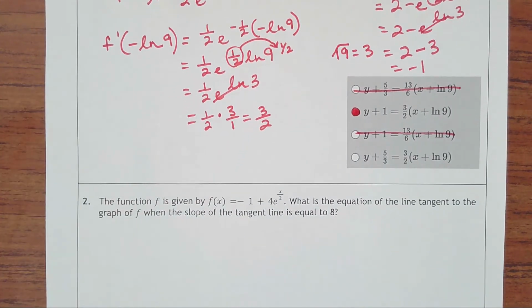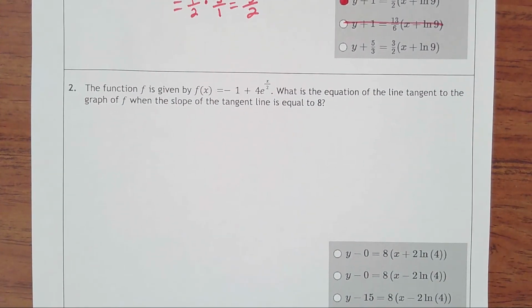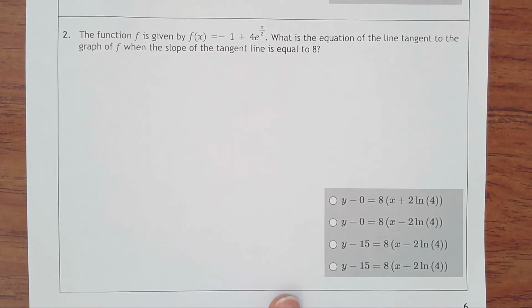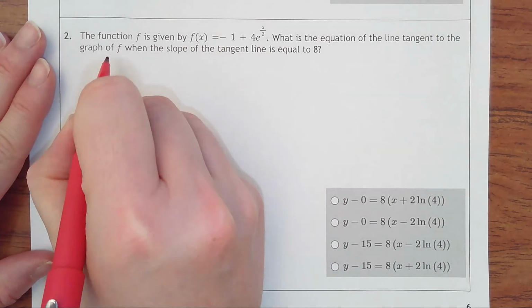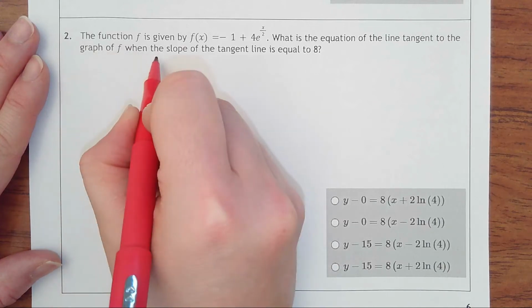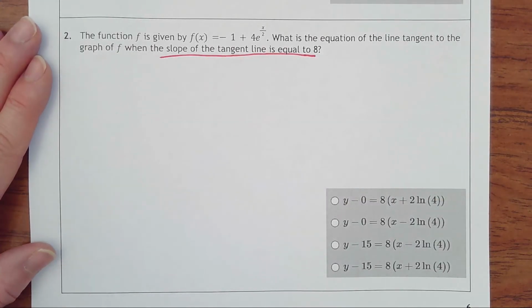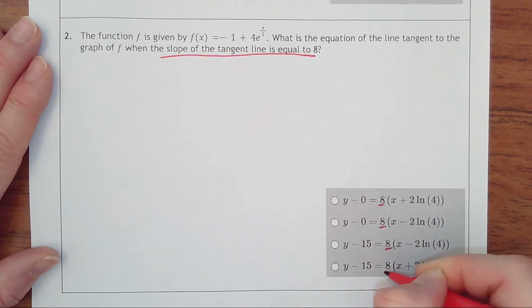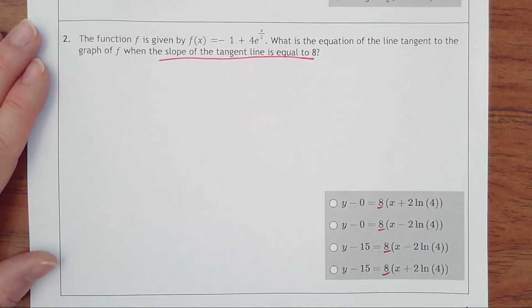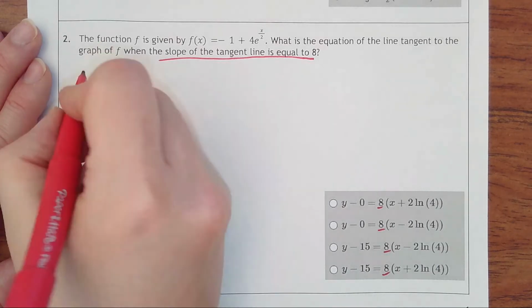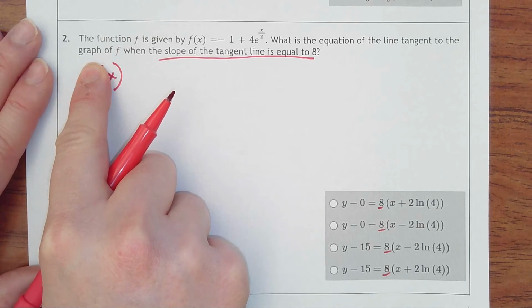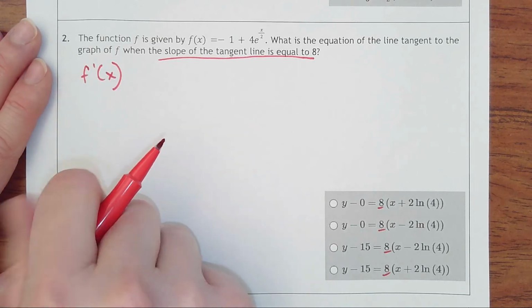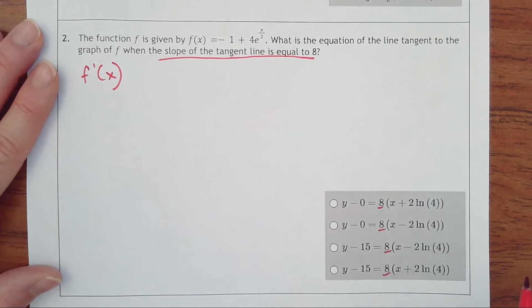All right, number 2. Function f is given by f of x equals that. What is the equation of the line tangent to the graph of f when the slope of the tangent line is equal to 8? This one tricked me the first time I ever did it. It's saying that when the slope is equal to 8, we actually already know what the slope of the tangent line is. So what we're going to have to do is find the derivative and then replace this with the answer of 8 and actually solve for the x value. We don't have x or y in this problem.